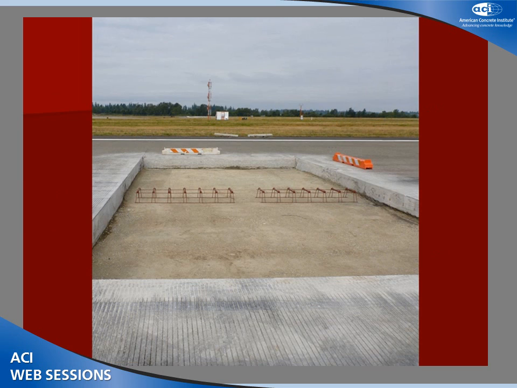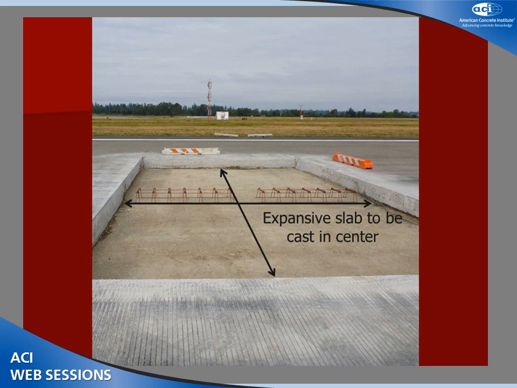So here's the scenario that I'm talking about. As you can see, this space has been prepared for a shrinkage comp slab to be cast, and it's surrounded on all sides by concrete that has mature properties, that is, mature stiffness, mature strength, and dimensionally stable, i.e. no longer desiccating or expanding.